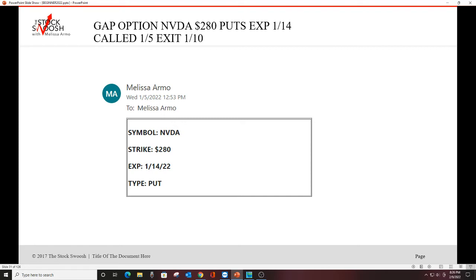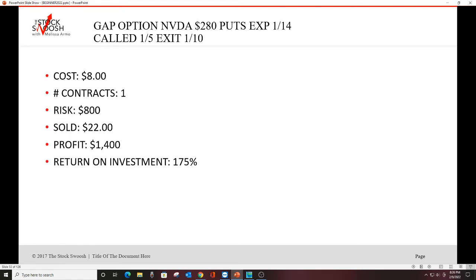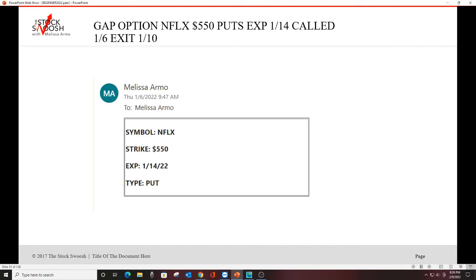So the 280 NVIDIA's expired the 14th. It was puts. This was a short. This dropped too. So this was a little pricey, but again, it's NVIDIA. $8 for one contract, so you can take one. Sold at 22, 1,400 profit, 175% return on investment. Again, beautiful sell-off along with the market and everything else that dropped.